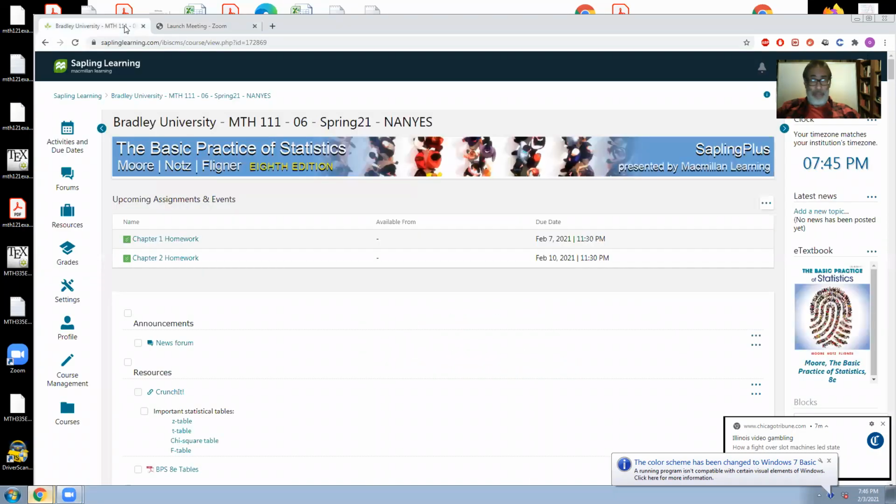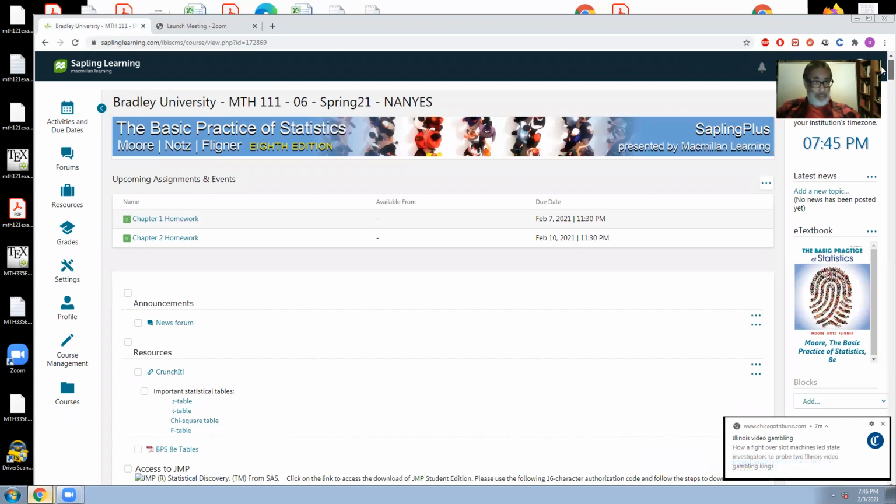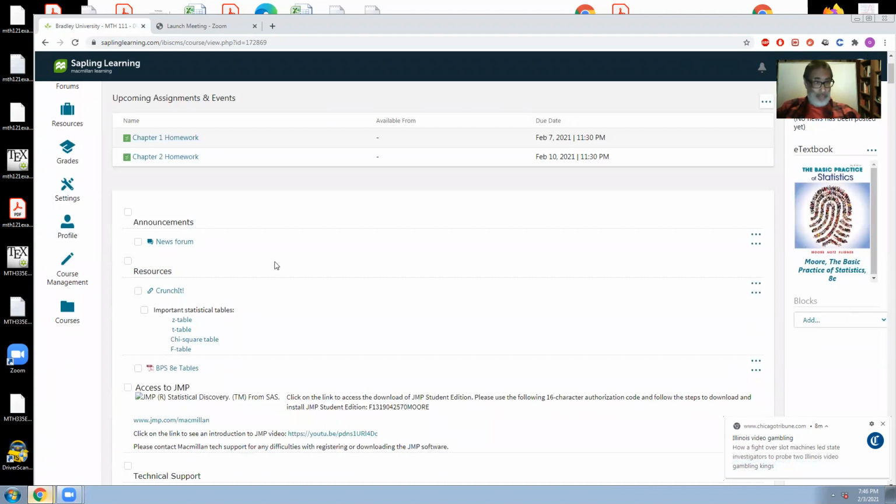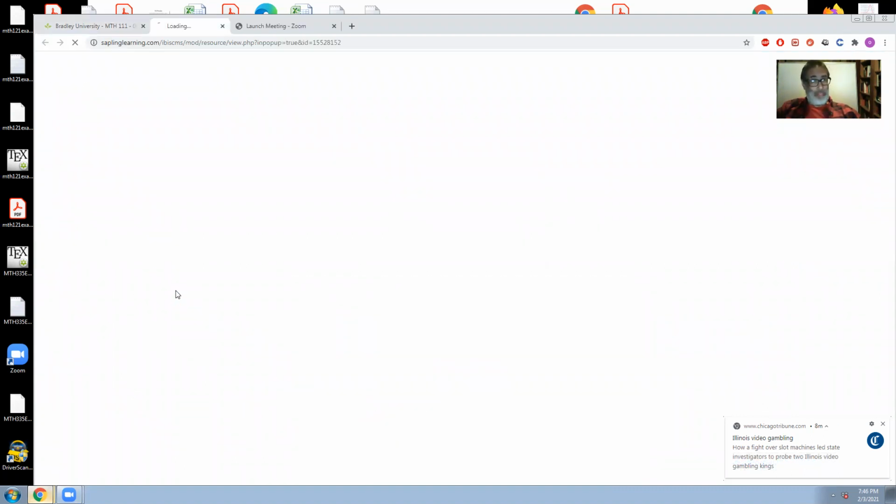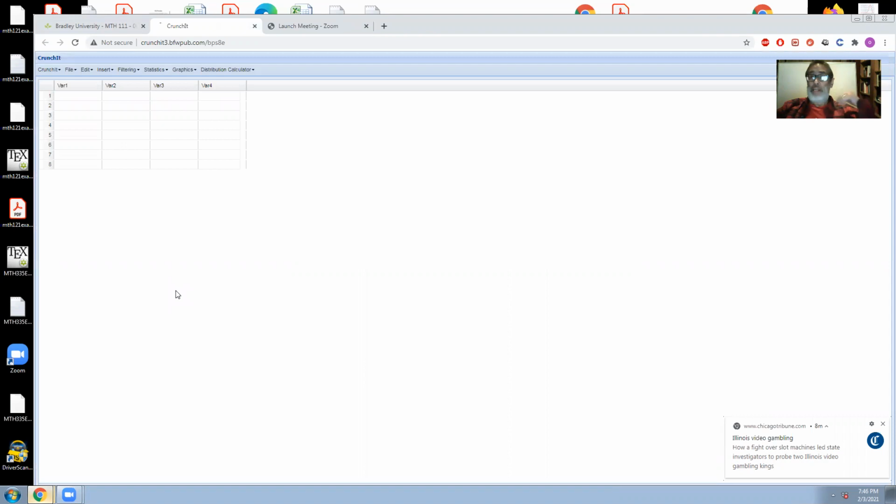Now, the first thing to do is I would go into Sapling. And again, you're welcome to do this with another software package. But let's go into Crunchit. And you'd be entering Crunchit from the homework problem, because if you notice that the homework problem has a lot of data to it, there's a little array of things that say Crunchit. And I'll show you that at the end. But anyway, first of all, now that we're at Crunchit, let's upload the file here.